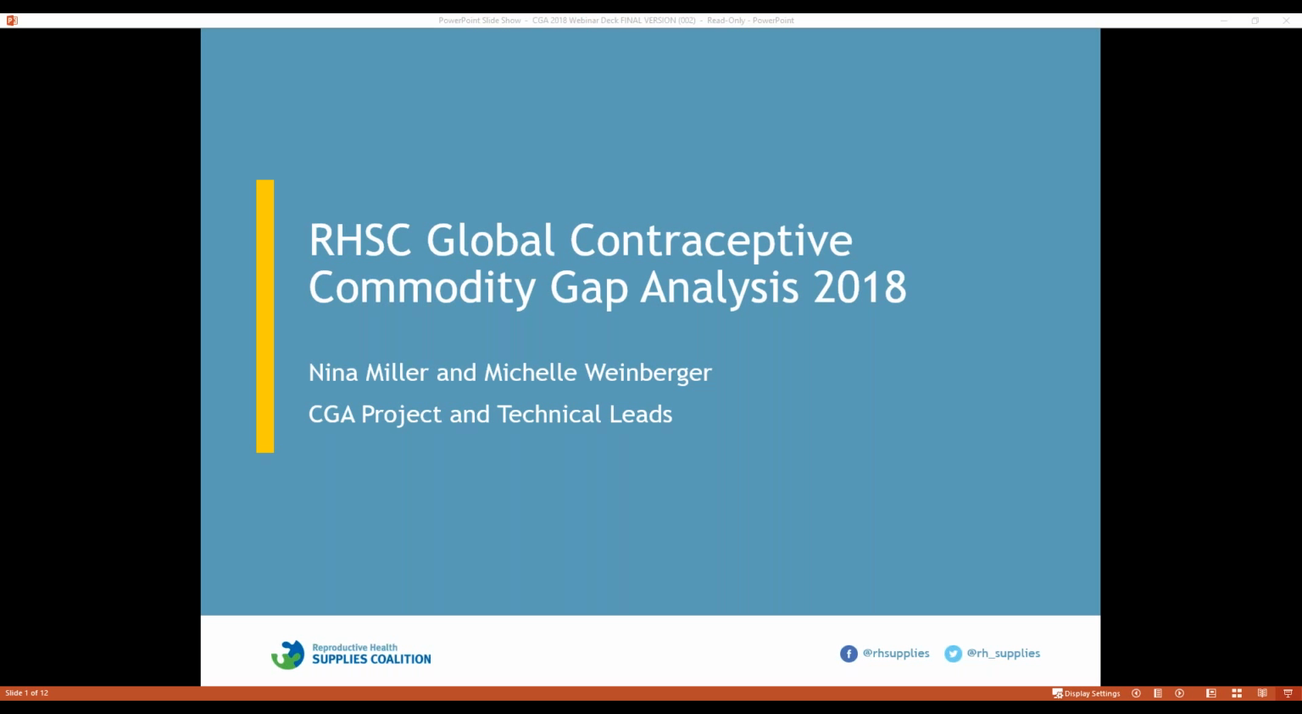This gap analysis is actually the 4th gap analysis to be published under the name of the Supplies Coalition or its predecessors. The first was in 2001, another one in 2009. But this is the second in a series really whose genesis can be traced to an SP 2020 reference group meeting that took place in Delhi some years back, where the question was asked, what is the gap? We talk about reaching 120 million by 2020, but what's the gap? What funding is needed to be able to achieve that? And so we took on the responsibility of figuring out that question.